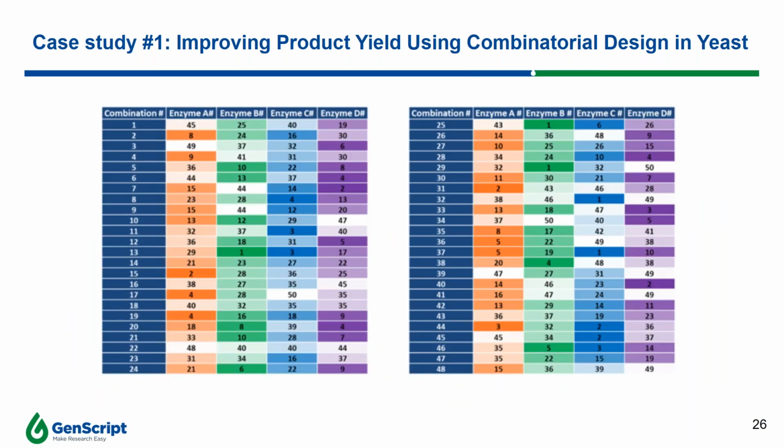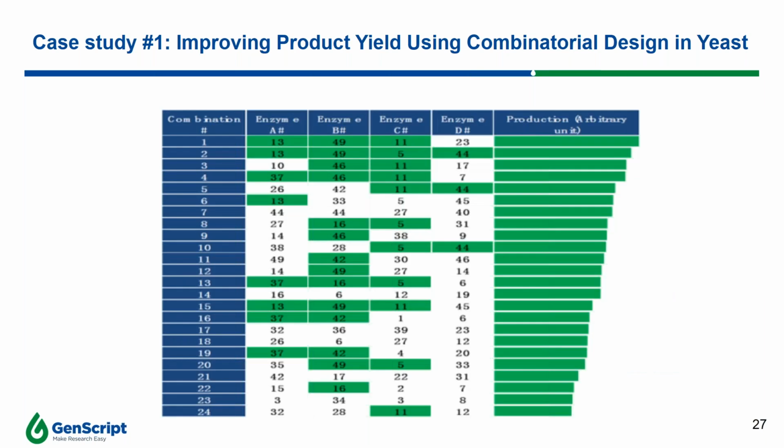Here I show you the verification results. To check for the library diversity, as I mentioned, 48 clones were randomly selected for sequencing in order to ensure the maximum coverage. From these two tables, you can see that none of the constructs was repeated, ensuring little DNA assembly bias.